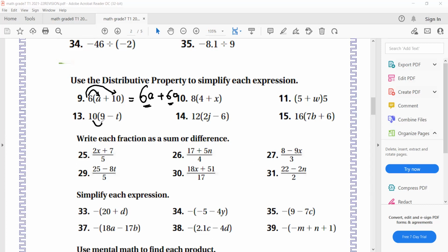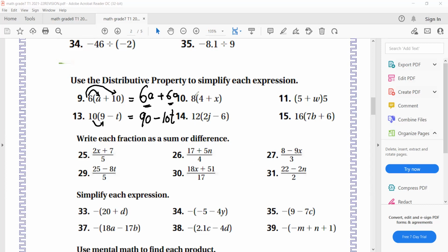So just like this, we finish and answer this question. Write it only. 9 multiplying 10 multiplying 9, 90, minus 10t, t multiplying 10, 10t. This is the final answer.